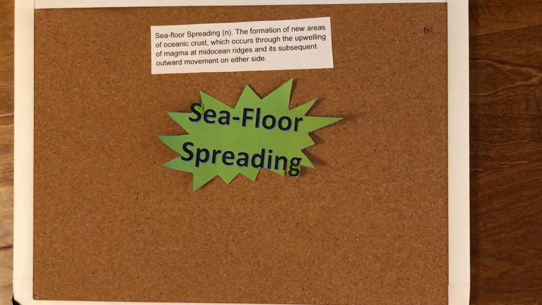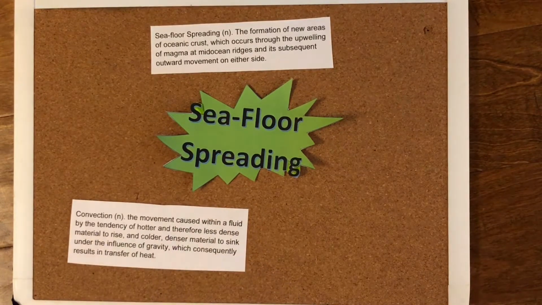To fully understand the process of seafloor spreading, we must first understand the mechanism or process by which seafloor spreading occurs. Deep inside the earth, heat is transferred by convection. Convection is the movement caused within a fluid by the tendency of hotter and therefore less dense material to rise and colder, denser material to sink under the influence of gravity, which consequently results in the transfer of heat.